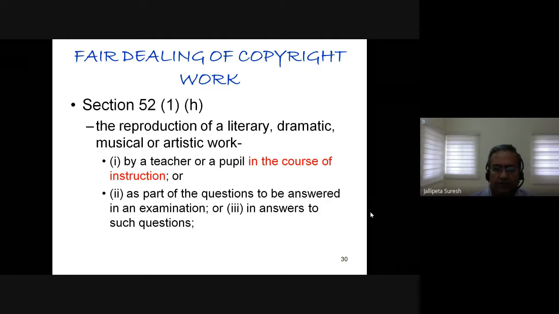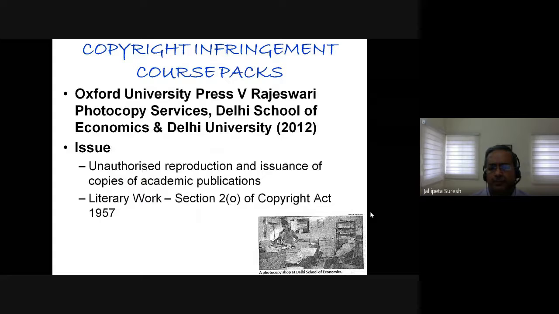Okay, after having looked at this definition of the law, let's look at a practical case which came up in Delhi in the year 2012, and which was a very popular case. This particular case is also a landmark case because it helped in interpreting the fair dealing or fair use defined in the Indian copyright law. That is, what amounts to in the course of instruction, what is private research, so on and so forth. Now, let's briefly look at this case.